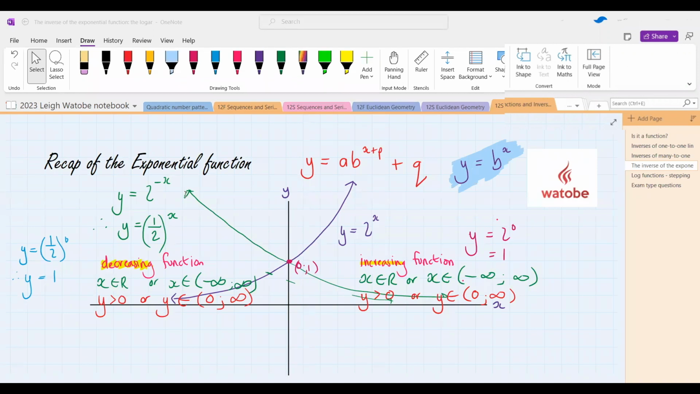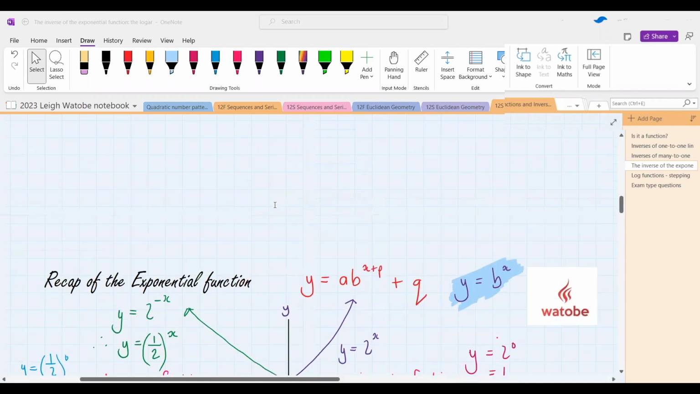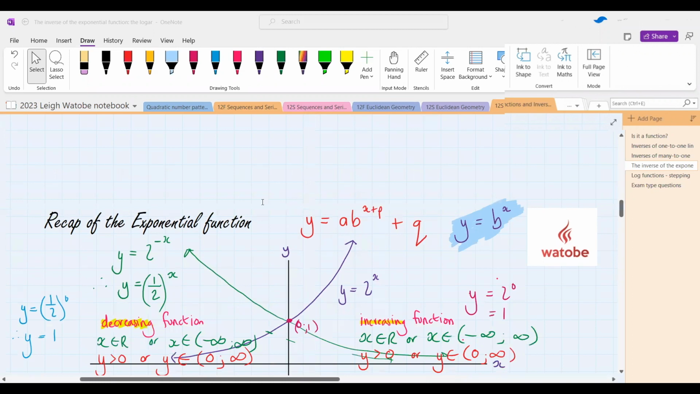An inverse is when we reflect over the line y equals x. It's not an inverse if we reflect over the y-axis. So here, both of these are exponential functions. The green graph is a reflection of the purple graph over the y-axis. Neither of them are inverse functions. They're both exponential functions, so they're not the inverse of one another. Okay, now let's go back and talk about the inverse function.